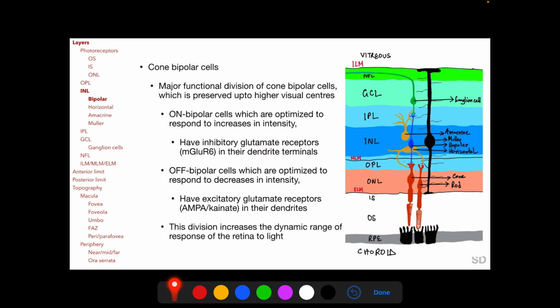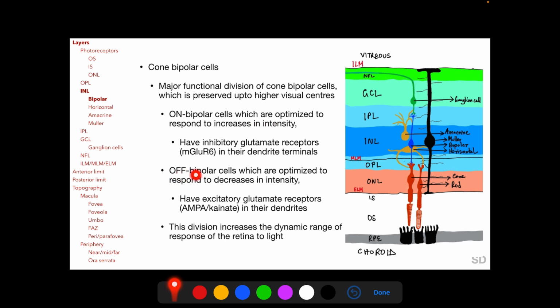So what happens is, on receiving a light signal, the photoreceptor deactivates, decreasing secretion of glutamate in their synaptic terminals, and this releases the inhibition on inhibitory glutamate receptors on the on bipolar cells. So the on bipolar cells are stimulated by increases in intensity of light.